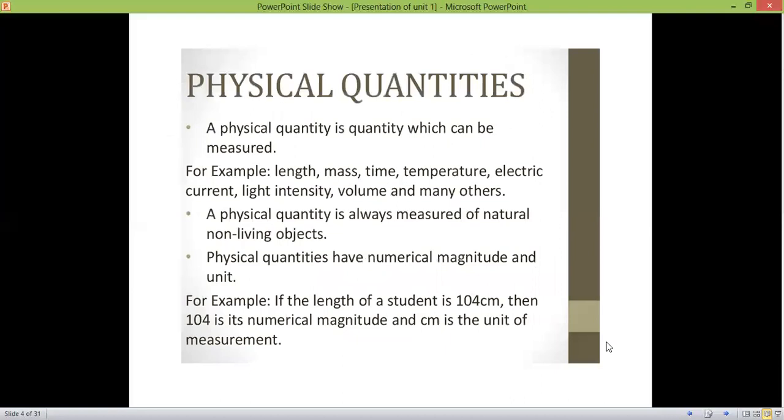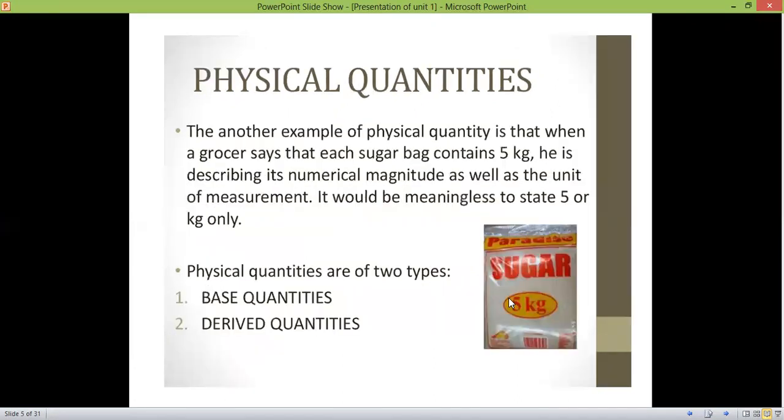Before starting the base quantities, we are going to revise physical quantities. Any quantity which can be measured is said to be a physical quantity. For example, length, mass, time, and they are described by magnitude and unit. Physical quantities are divided into two major types, base quantities and derived quantities.